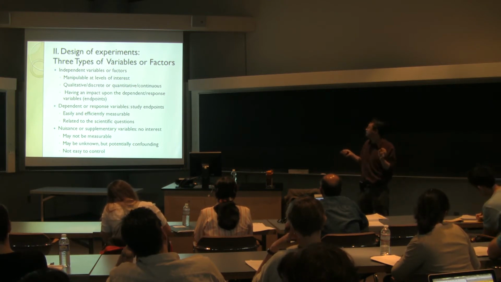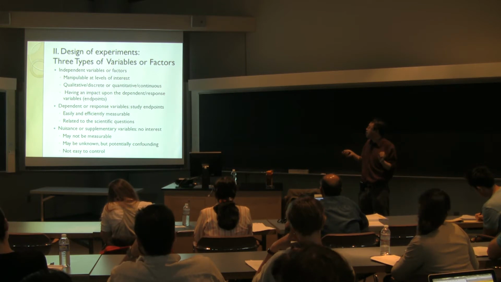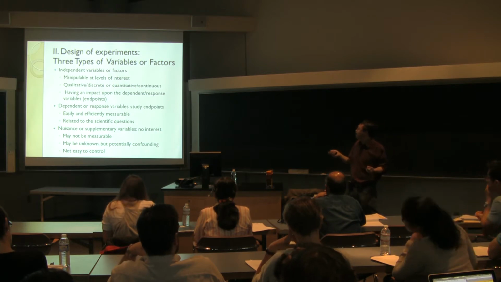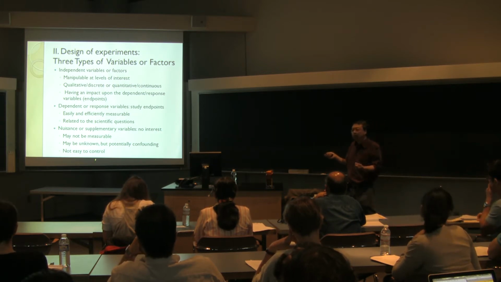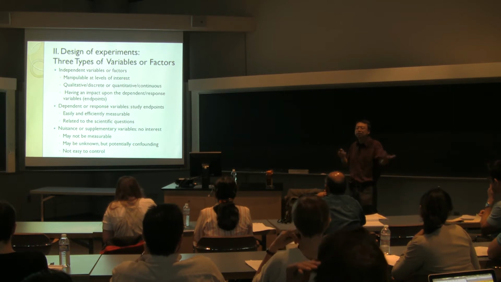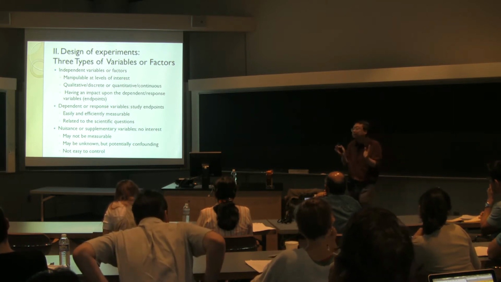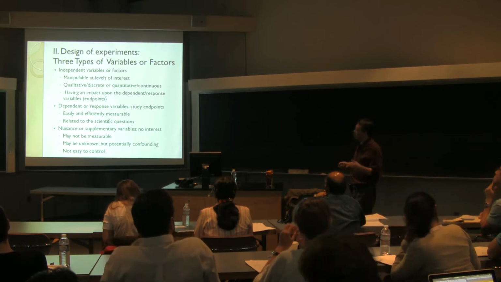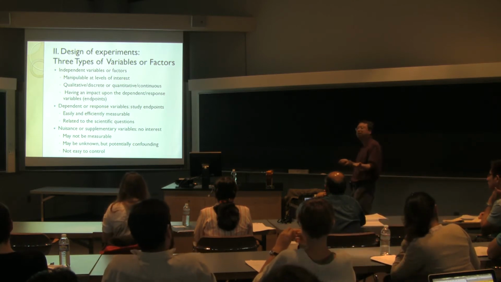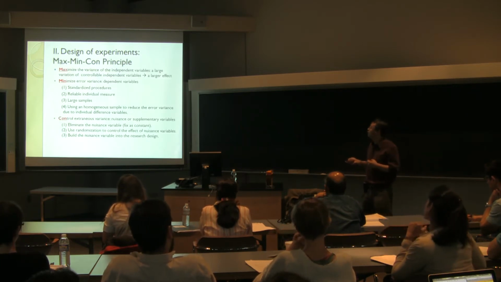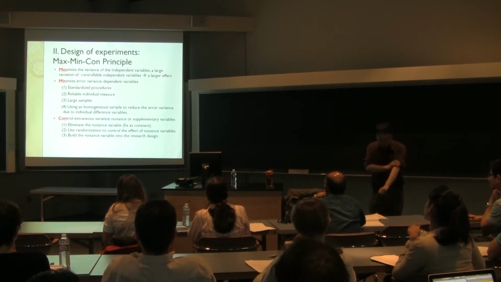Sometimes such variables may not even be measurable. Some things you cannot measure, but you still want to control them, and there may be things you don't know about. There are many other factors. Even with mice, you may not know how they are genetically different, or you may try to use genetically identical mice, but there are many other potential confounding factors you don't know. Sometimes it is not easy to control. That is why I will talk about randomization later.